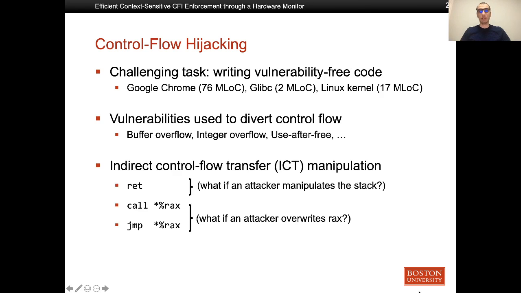Attackers manipulate indirect control flow transfers in the program to achieve their goals. There are three main indirect control flow transfers in the program, which are returns, indirect calls, and indirect jumps. An attacker can exploit a vulnerability, manipulate the content of the program stack, and overwrite the return address in the stack, and potentially change the execution from the intended execution. A similar scenario can be thought of for indirect calls and jumps as well.